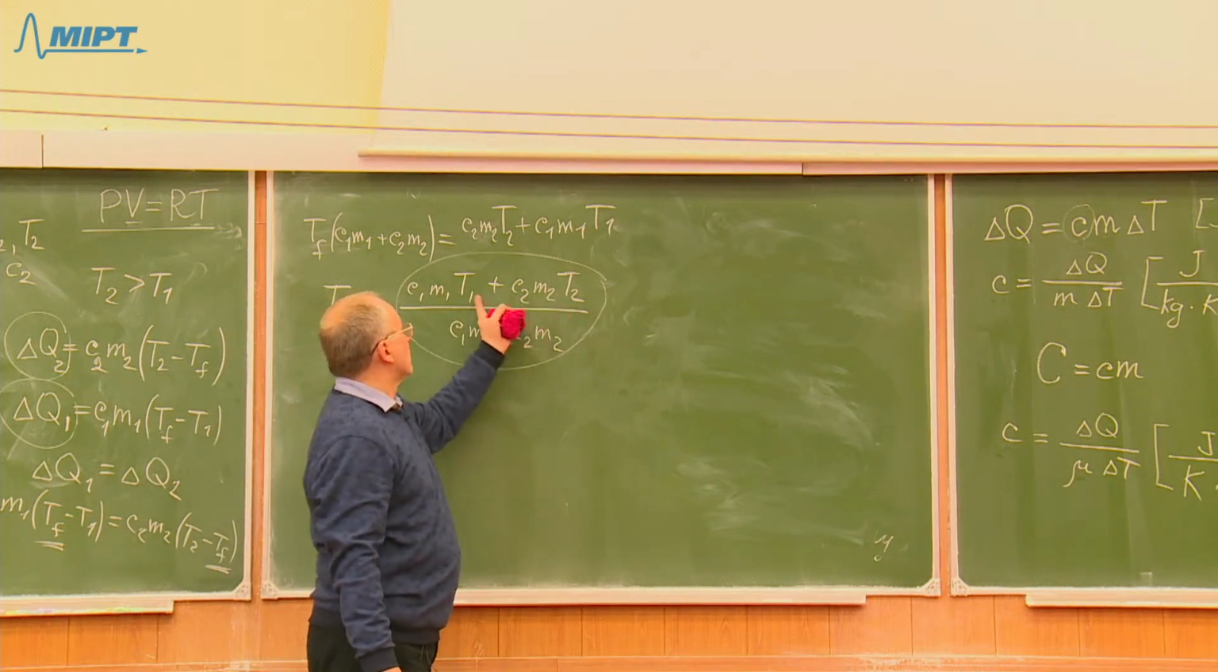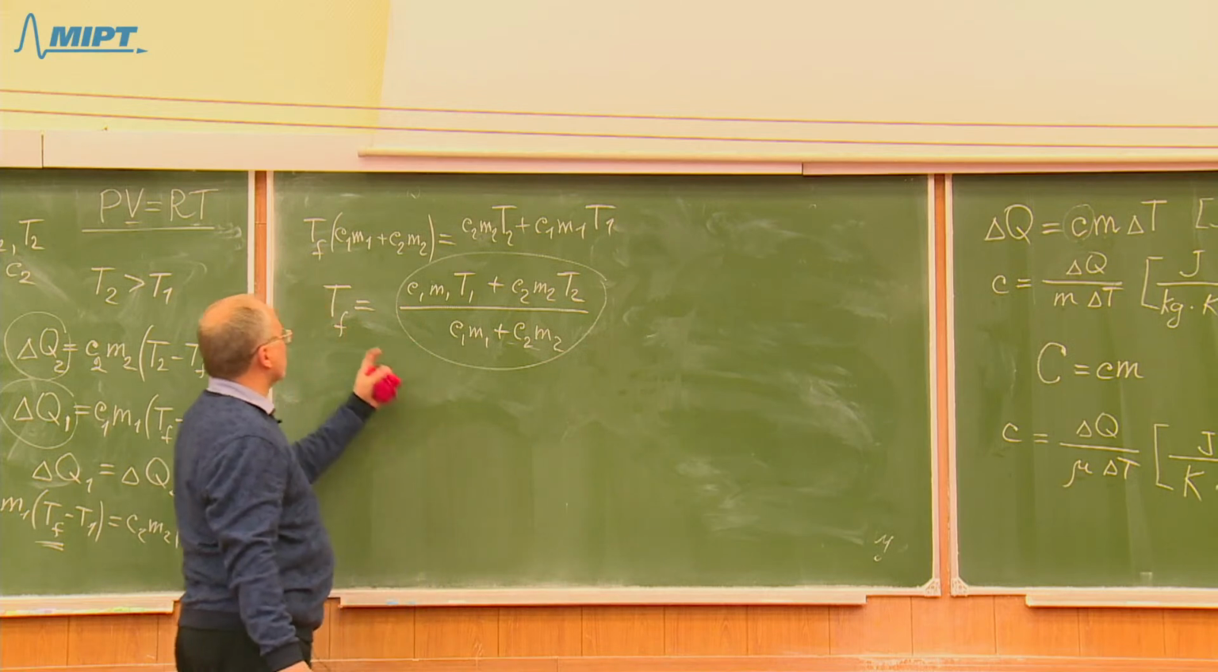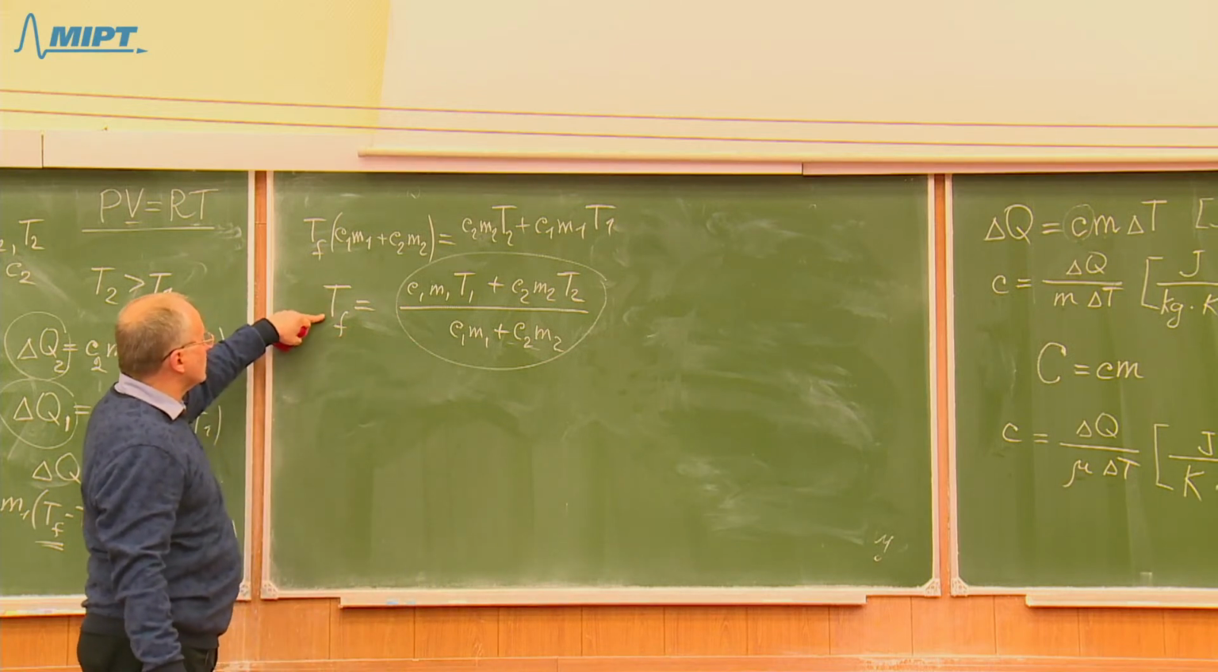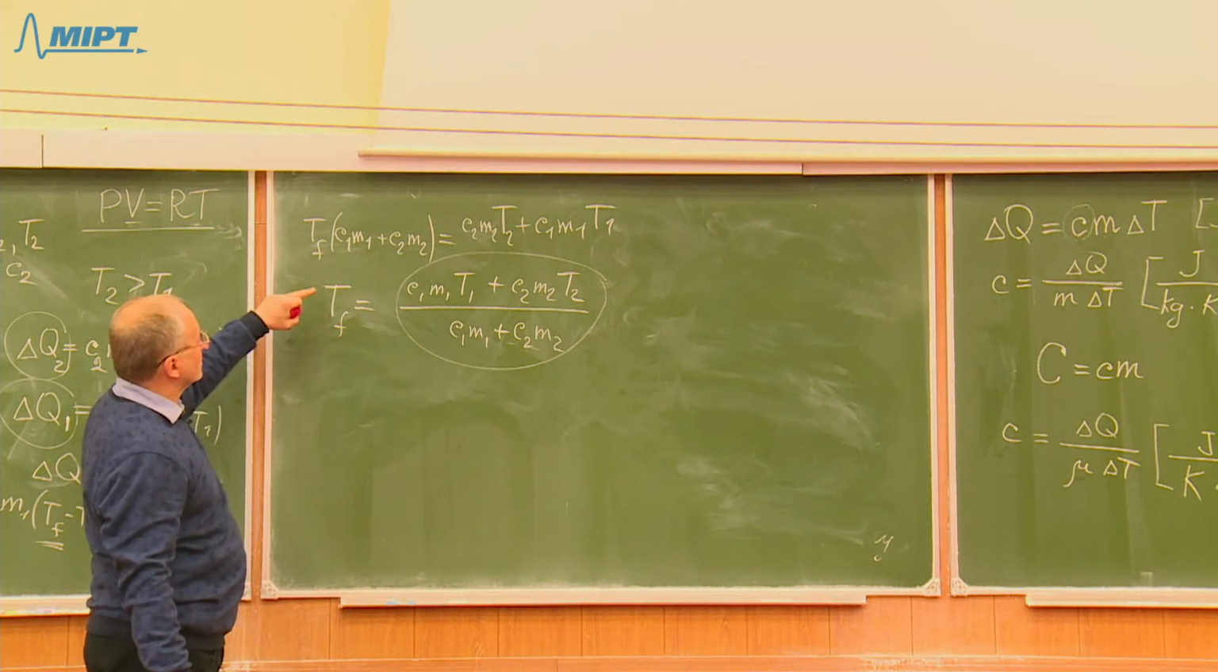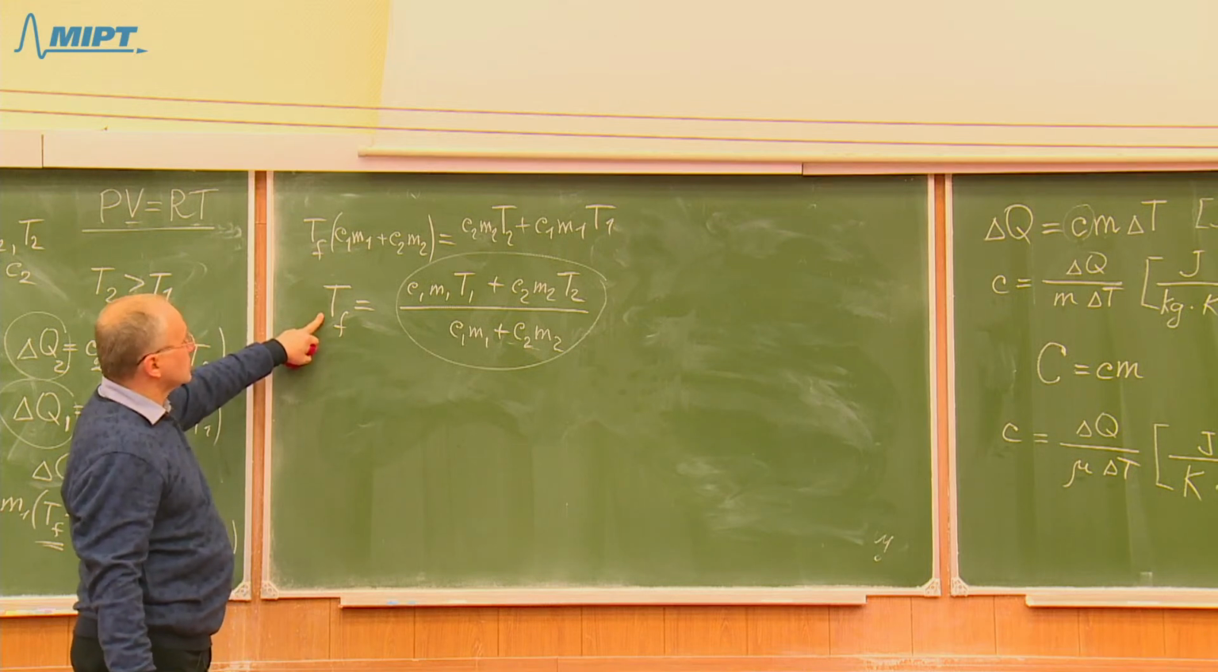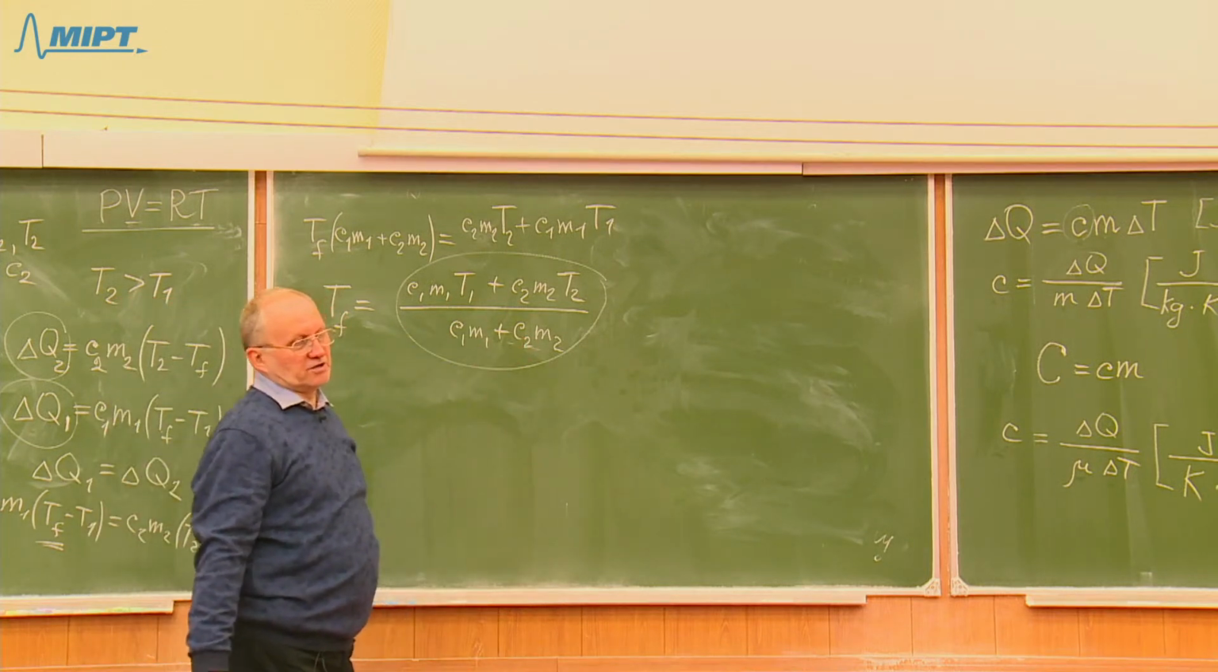And the only units remaining will be Kelvin here in this formula. That's exactly what we need. We need kelvins to measure the final temperatures. So the units of measurement are correct.